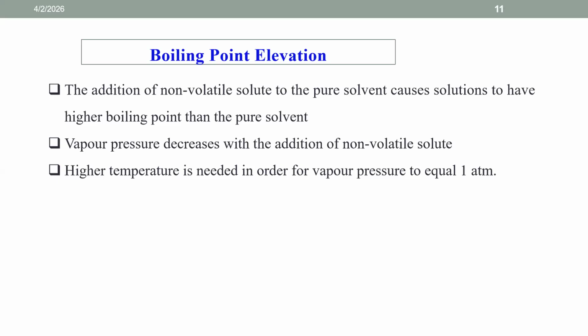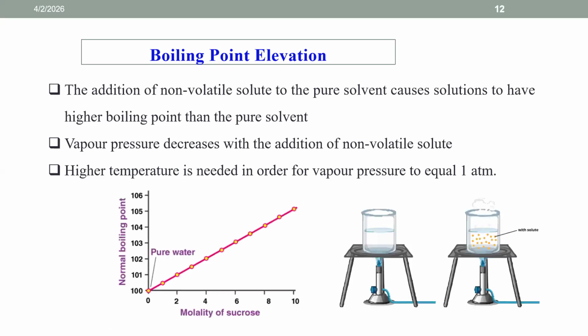Now, what is elevation of boiling point? Elevation means higher. The boiling point of the solution is higher than the boiling point of the pure solvent. Why is it higher? Actually, when you add a non-volatile solute to the pure solvent, it causes the solution to have a higher boiling point. Why? Because the non-volatile solute decreases its vapor pressure, and hence its boiling point is increased.